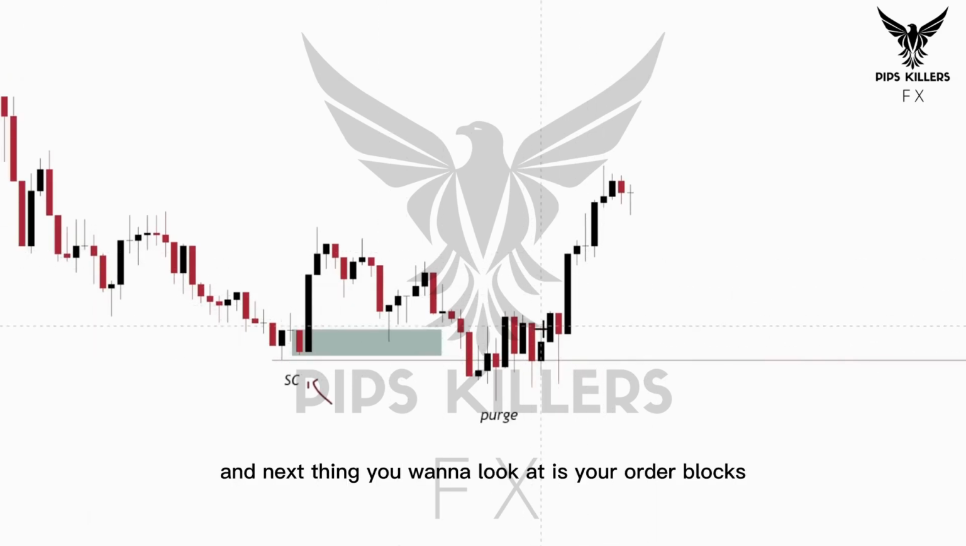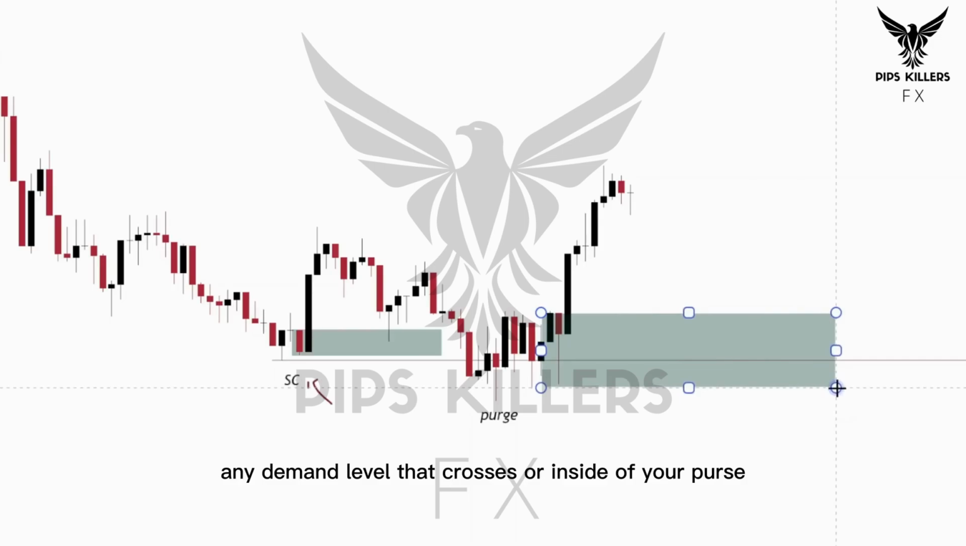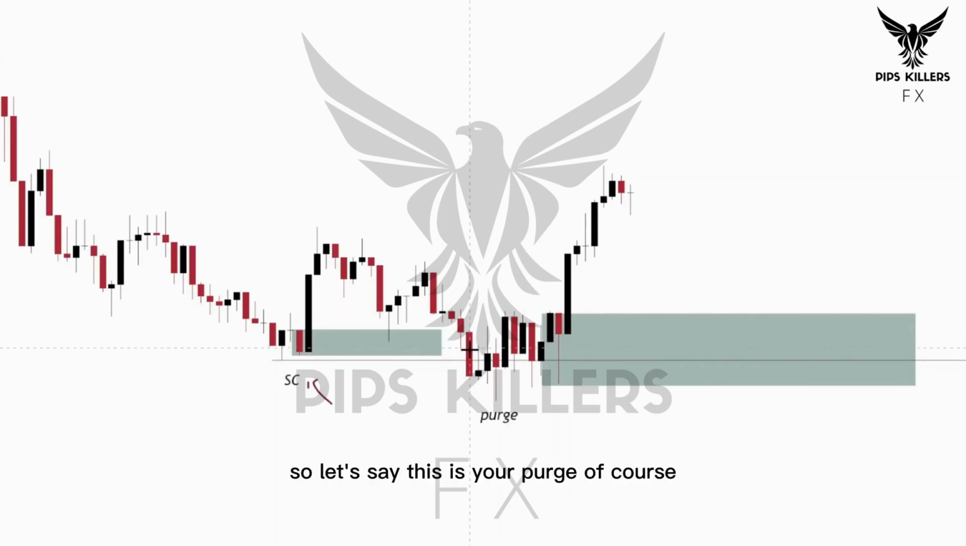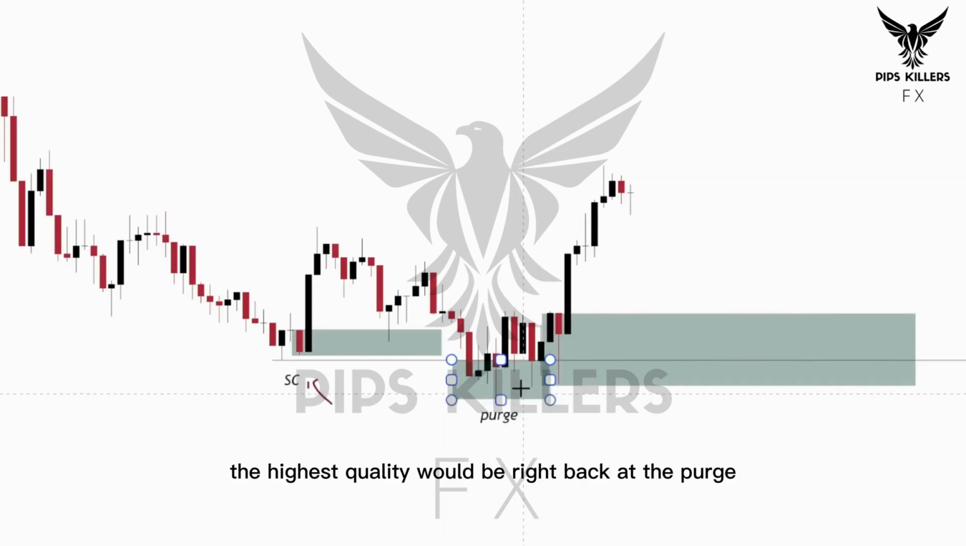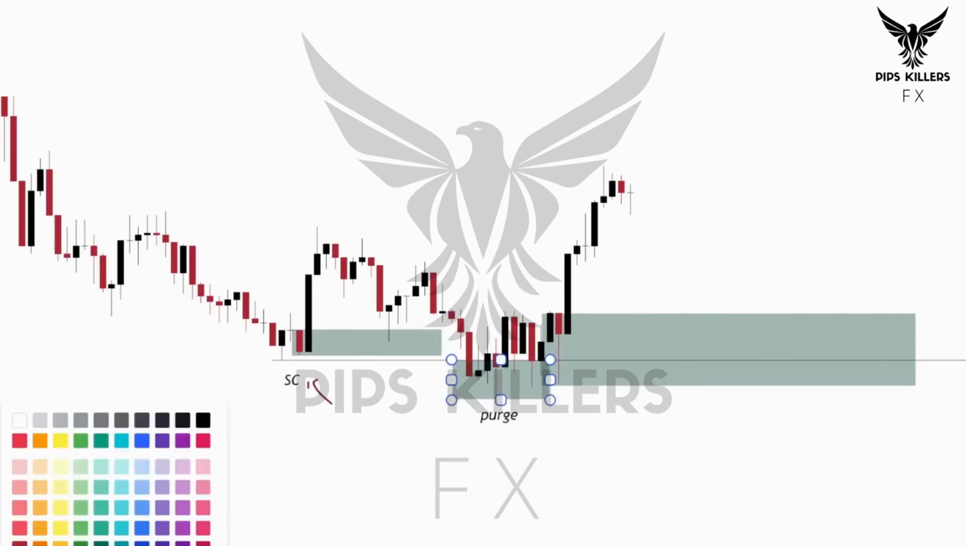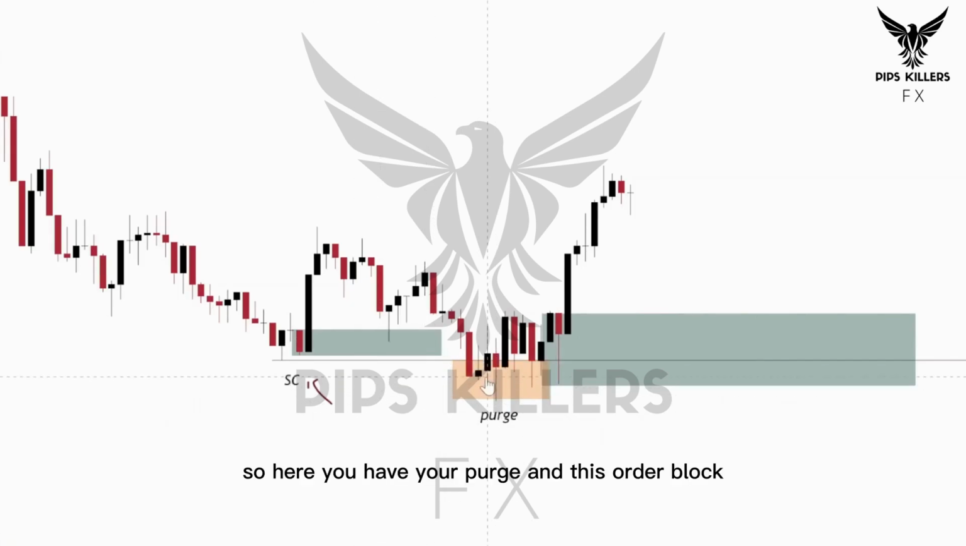And next thing you want to look at is your order blocks. Any demand level that crosses or is inside of your purge. This demand order block crosses within your purge zone. So let's say this is your purge. Of course, the highest quality would be right back at the purge, but if it crosses within your purge, that's completely fine. So here you have your purge, and this demand order block crosses with your purge. So you'll be looking for an entry here.